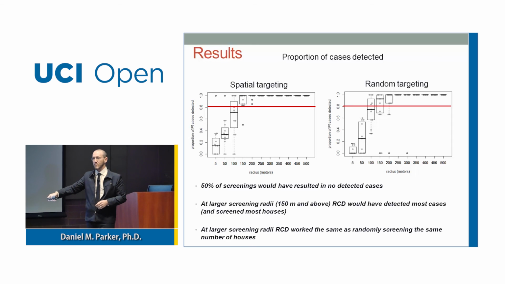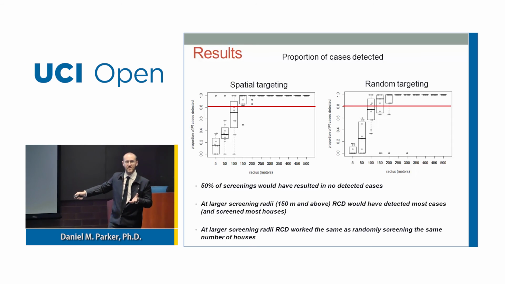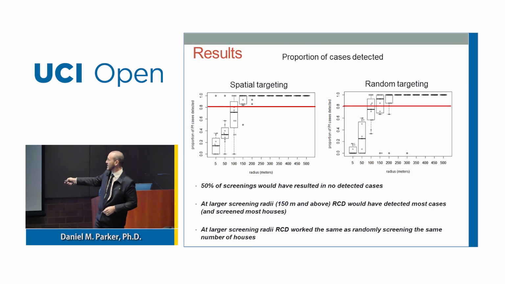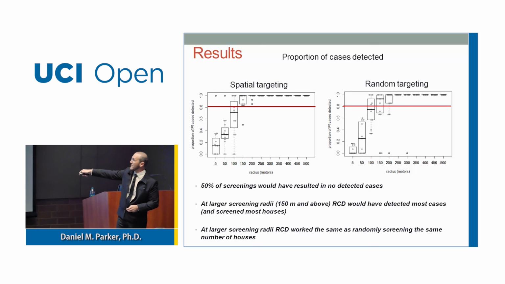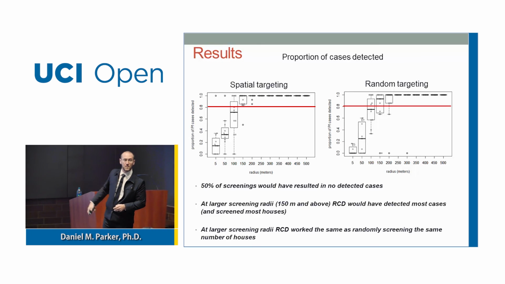Another way to look at this, though, is if I would have screened 5 houses here, what if I just randomly selected 5 houses without spatial targeting in the same community and see how many cases I would have detected that way, or the proportion of cases. You can see if you just look in the house, you're doing better than random. But if you get up to about 150 meters radius, it's almost the same. And above that, it is the same in fact.